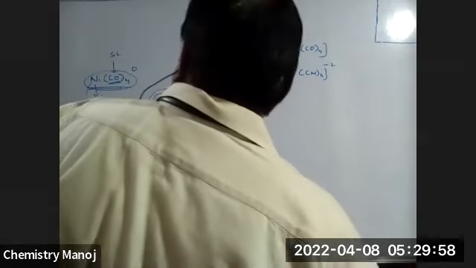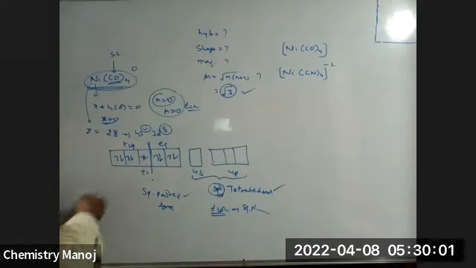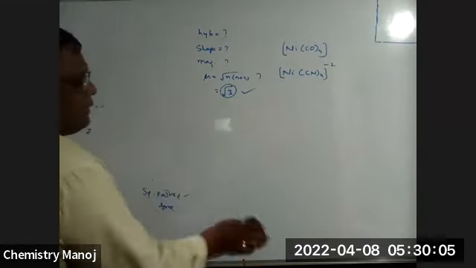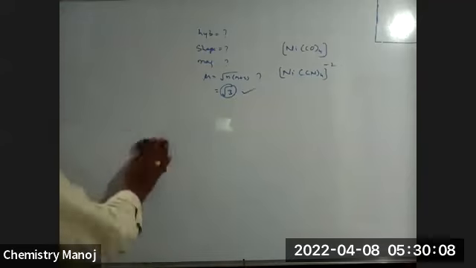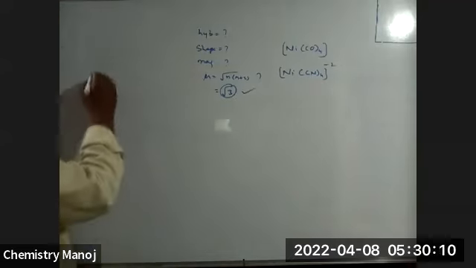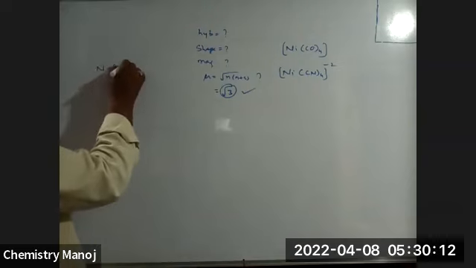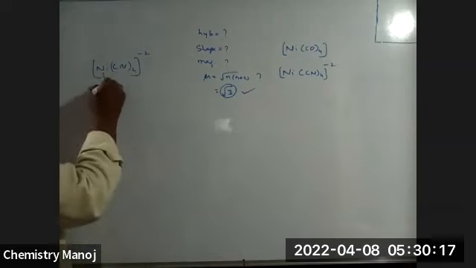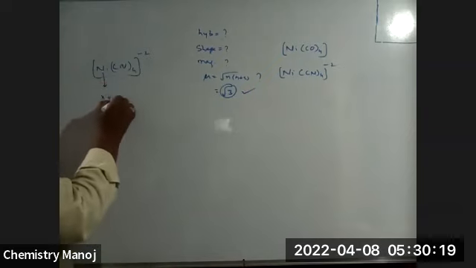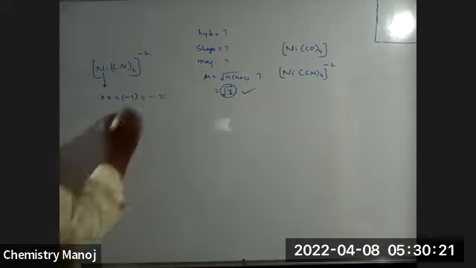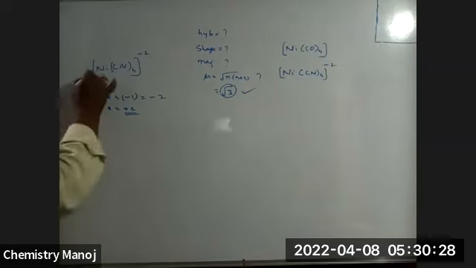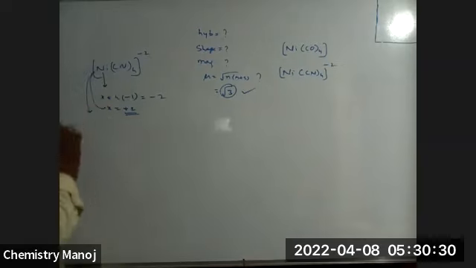Now, our complex is [Ni(CN)4]2-. First of all, find out the oxidation state. x + 4(-1) = -2, since cyanide has charge minus 1. Therefore x = +2. Therefore the oxidation state of nickel is +2.